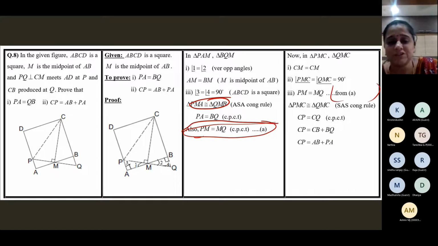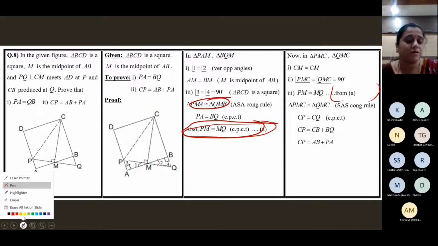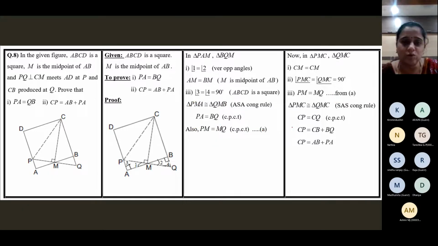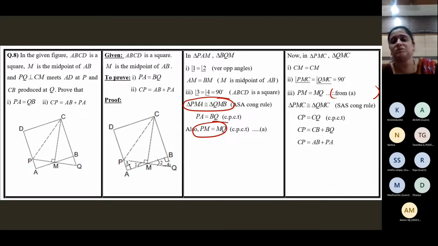If you did not mention it here and you feel your proof is already congested and you don't have place to squeeze in that information, don't write it there. Here in the bracket you must write that this triangle is congruent to this triangle, proved. So PM is equal to MQ, CPCT. You write that reason here itself. So you have two ways. If you have space, you come back here.